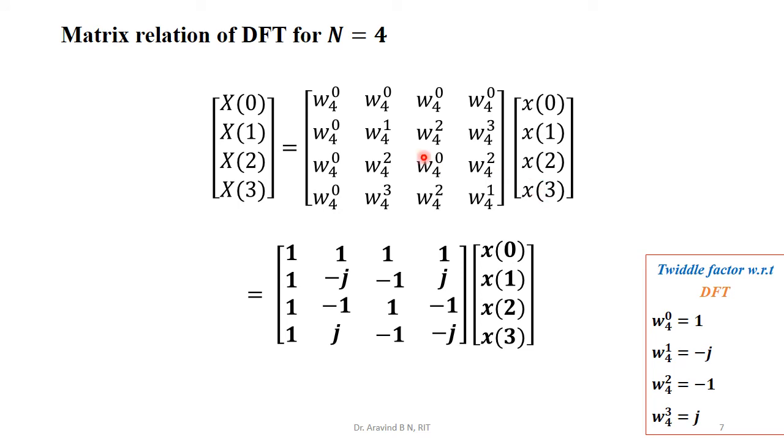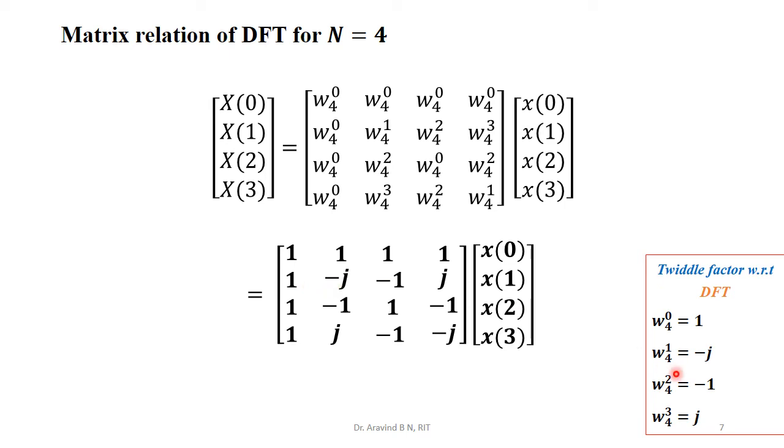Each of these twiddle factor values, we know its equivalent value. That is what we have done in the previous lectures, and the same I have represented over here. Now omega 4 power 0 is equal to 1, so wherever omega 4 power 0 is there, substitute it by the value 1. The first column and first row will always have the value 1. Omega 4 power 1 is equal to minus j, so wherever omega 4 power 1 is there, replace that with minus j. That has been done over here.